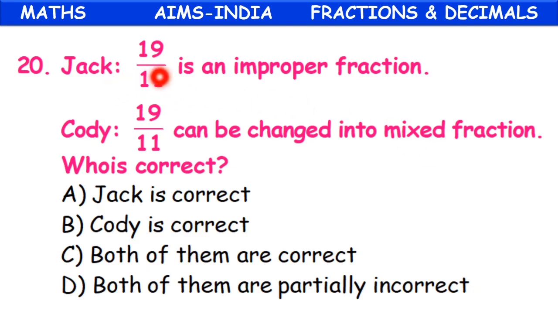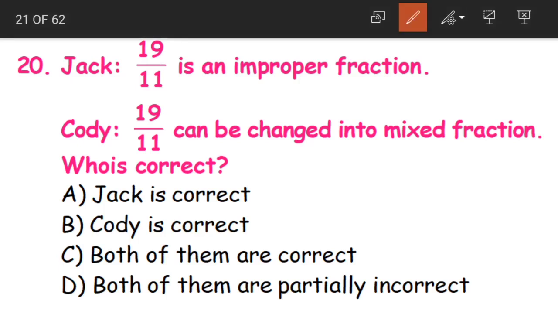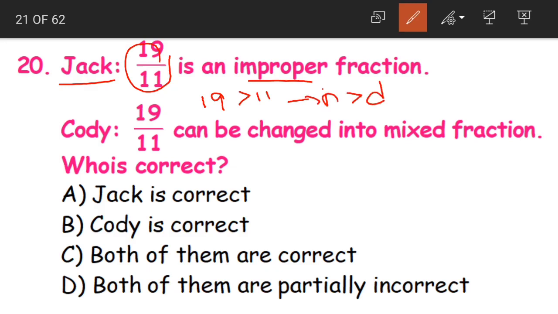Next, question 20. Jack is saying that 19 by 11 is an improper fraction. And Cody is saying that 19 by 11 can be changed into a mixed fraction. Who is correct? If you take the first statement, 19 by 11 is an improper fraction. For the fraction 19 by 11, 19 is greater than 11. That is nothing but our numerator is greater than the denominator. So it is an improper fraction. Yes, what Jack is saying is correct. He is telling the correct thing, that our given fraction 19 by 11 is an improper fraction.